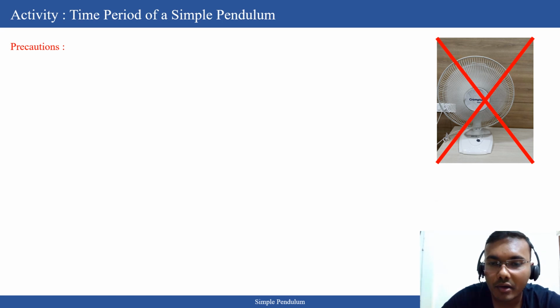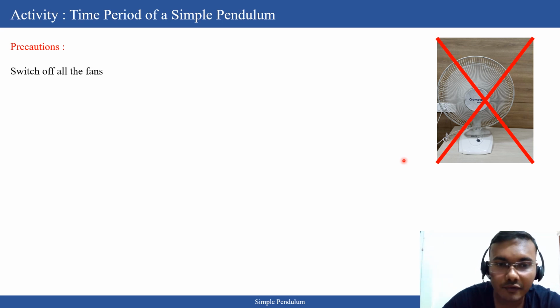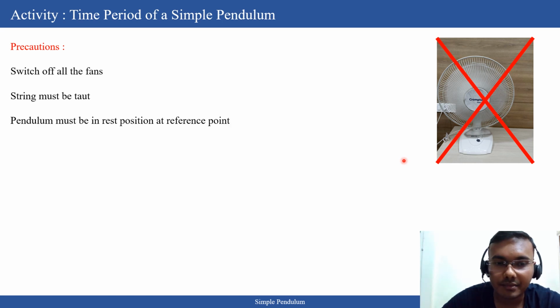So there are some precautions, as you can see from the picture, right? One thing is clear, that the fans should be switched off. So switch off all the fans, and the string of the pendulum must be taut. It shouldn't slack, to get proper reading. And the pendulum must be in rest position at the reference point. We will see in the video in the next slide that the pendulum must be in rest position.